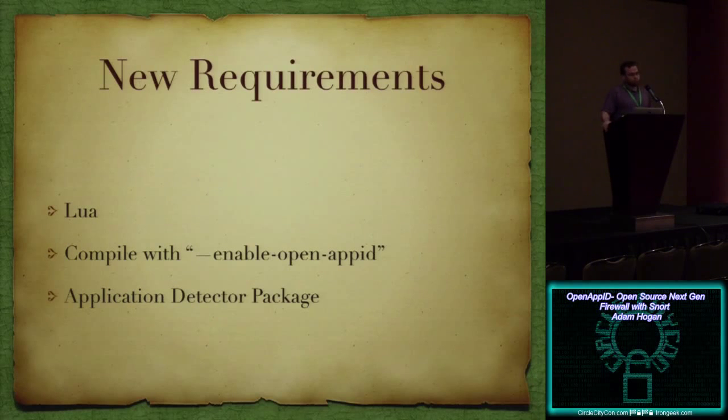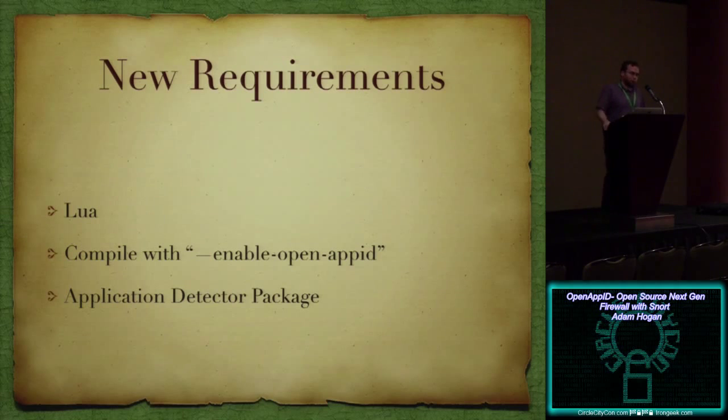What is new is that you have to have Lua libraries installed. The application detector scripts, or at least most of them, are written in Lua, so we need to have those libraries installed. When you compile Snort now, it's one of the bigger changes as far as getting this up and running. You need Lua installed, and then when you compile Snort, we add the enable OpenAppID flag, right? Then you also need the application detector package.